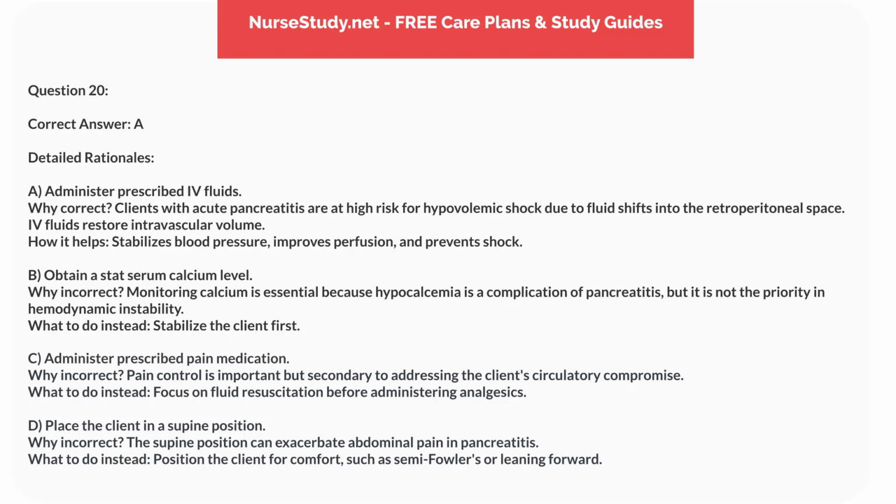B. Obtain a stat serum calcium level. Why incorrect? Monitoring calcium is essential because hypocalcemia is a complication of pancreatitis, but it is not the priority in hemodynamic instability. What to do instead: stabilize the client first. C. Administer prescribed pain medication. Why incorrect? Pain control is important but secondary to addressing the client's circulatory compromise. What to do instead: focus on fluid resuscitation before administering analgesics.